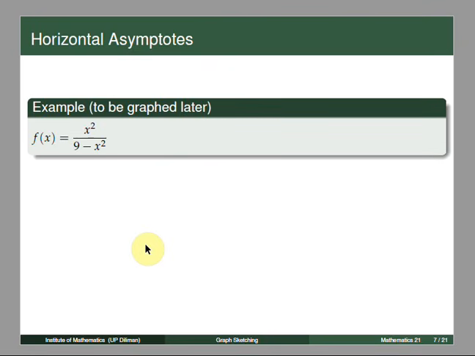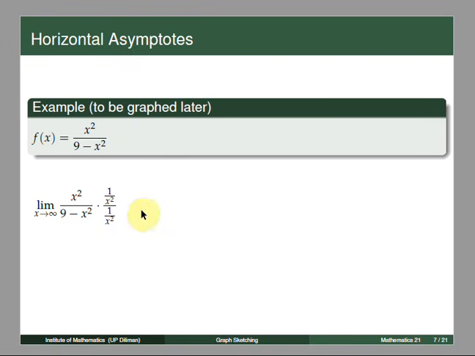Let's have a function x squared all over 9 minus x squared. Again, to get horizontal asymptotes, let's just take the limit as x approaches infinity, either positive or negative. Let's first check as x approaches positive infinity. You know how to do this. You need to multiply and divide everything by 1 over x raised to the highest power of the denominator. In this case, the highest power of the denominator is x squared, so multiply and divide by 1 over x squared.